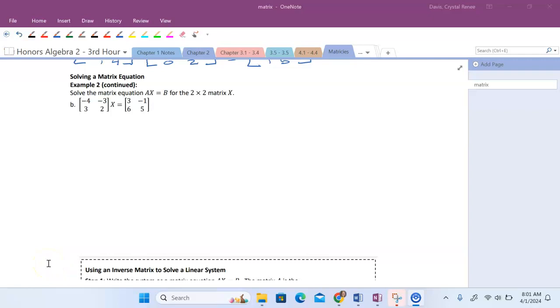Okay, so using the one we just did as an example, I want you to go ahead and try to do this one on your own. It's the same concept, so try to do it on your own and then we'll go over it. So pause this, do it, unpause, we'll go over it.